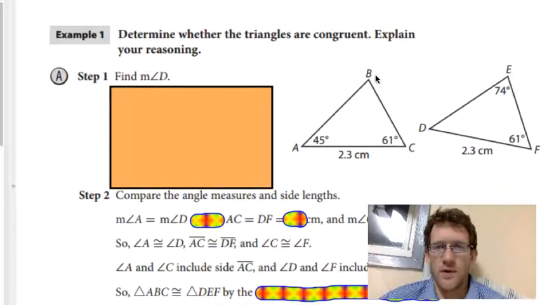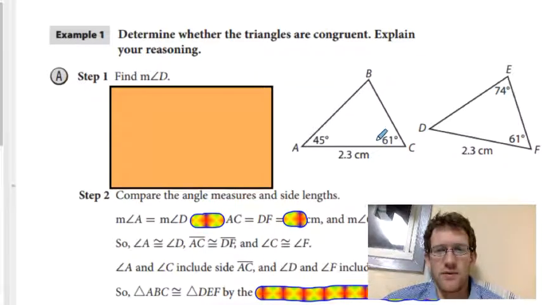Example A. We have triangle ABC and triangle DEF. We know that this triangle here is going to add up to 180, just like this triangle here. So we should be able to find these missing pieces, right? In addition, we can figure out which angles are supposed to correspond with which other angles. This 61 degrees probably matches up with this 61. This 74 here doesn't match up with either of these.